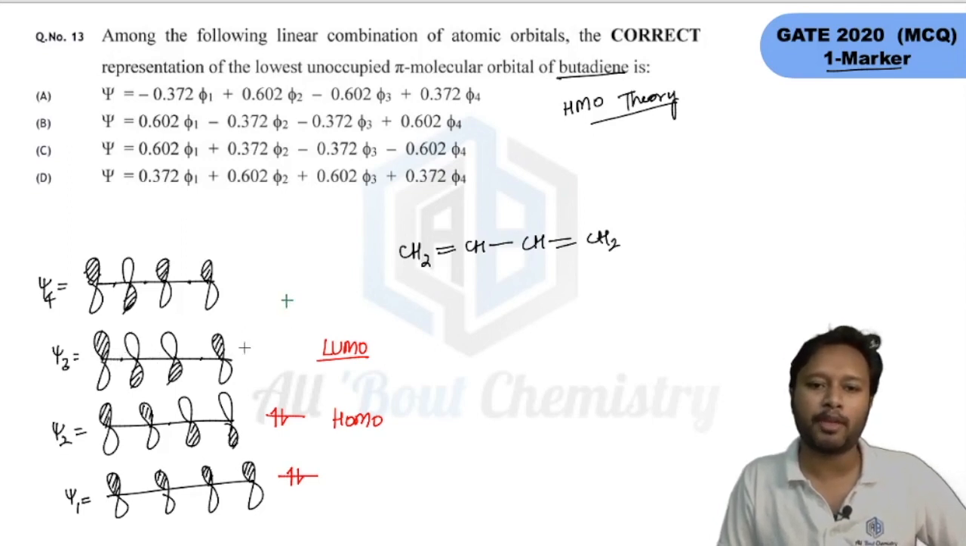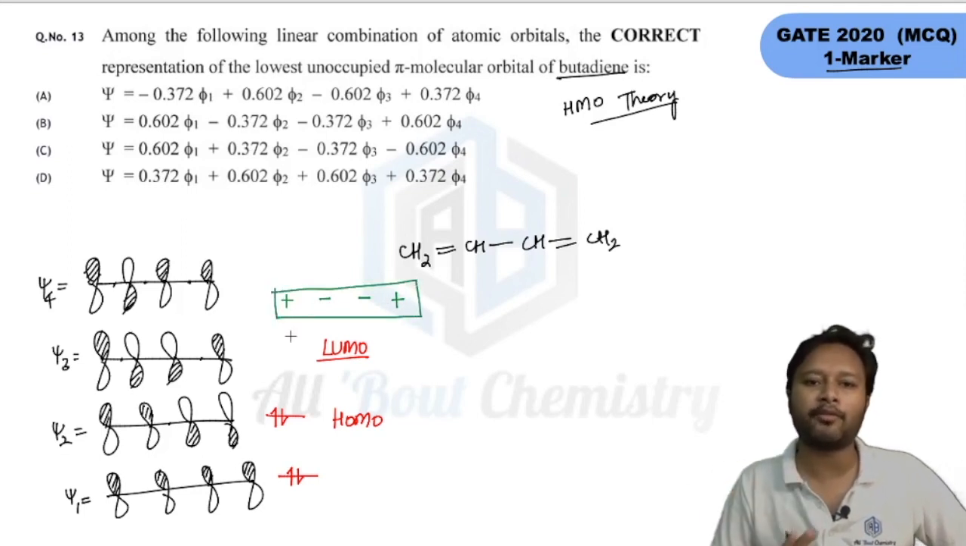So you got plus in the starting, then you got minus, because the sign has changed. Now the sign has not changed for the next orbital, so it will remain minus, and at the end again you will have plus. So this is how the wave function should look. This pattern is what you have to look for in the wave function, and that's how you can answer the question.